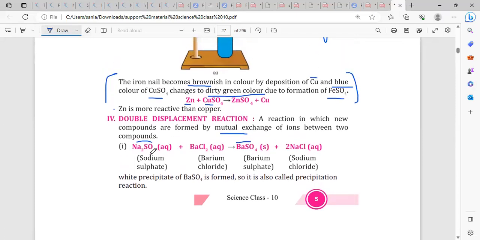And remember one thing, BaSO4, barium sulfate, is formed, and this is also known as a precipitation reaction. So sometimes in a one-mark question they ask: the formation of BaSO4, which is barium sulfate, is also known as what? So it is known as a precipitation reaction. Okay. Got it.